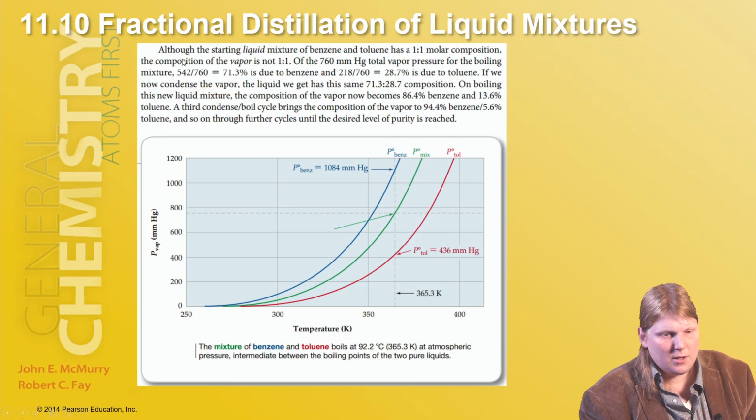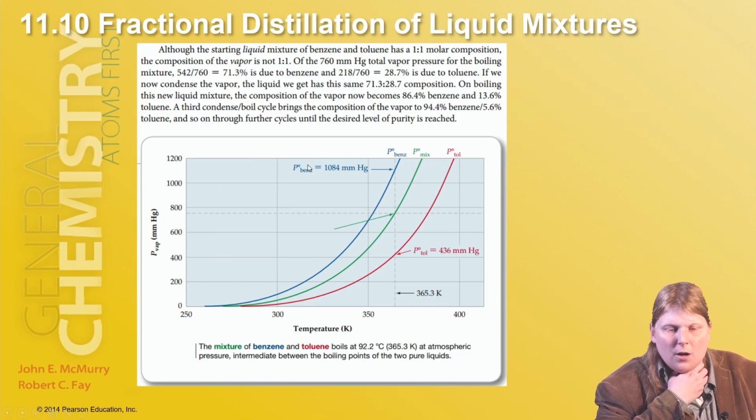and they can show that although the starting liquid mixture has a 1 molar composition, the composition of the vapor is not 1-to-1. Of this, for boiling, 71.3% is due to benzene and 28% is due to toluene. If we now condense the vapor, we can enrich it in one or the other. Boiling the new liquid mixture, we can continue to enrich this and put this through further boiling cycles to separate it.